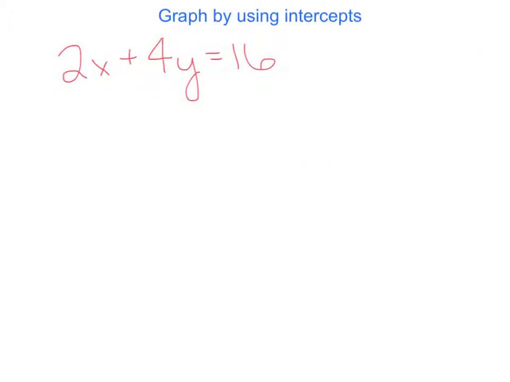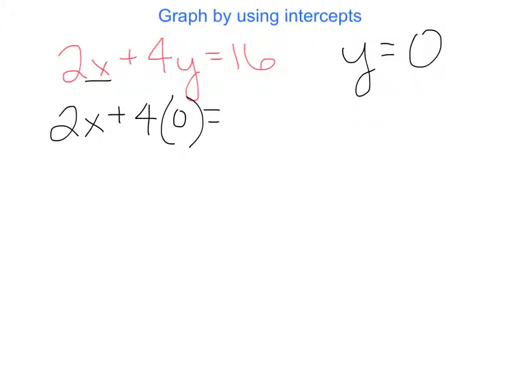So we can also graph by using intercepts that we can find with a linear equation. When your linear equation is written in standard form, you can solve for your x and your y by replacing each one of those with 0 and solving. So let's say, for this example, we're trying to solve for x. That means we have to set y equal to 0. So that gives us 2x plus 4 times 0 equals 16. So 2x equals 16, so x would equal 8.